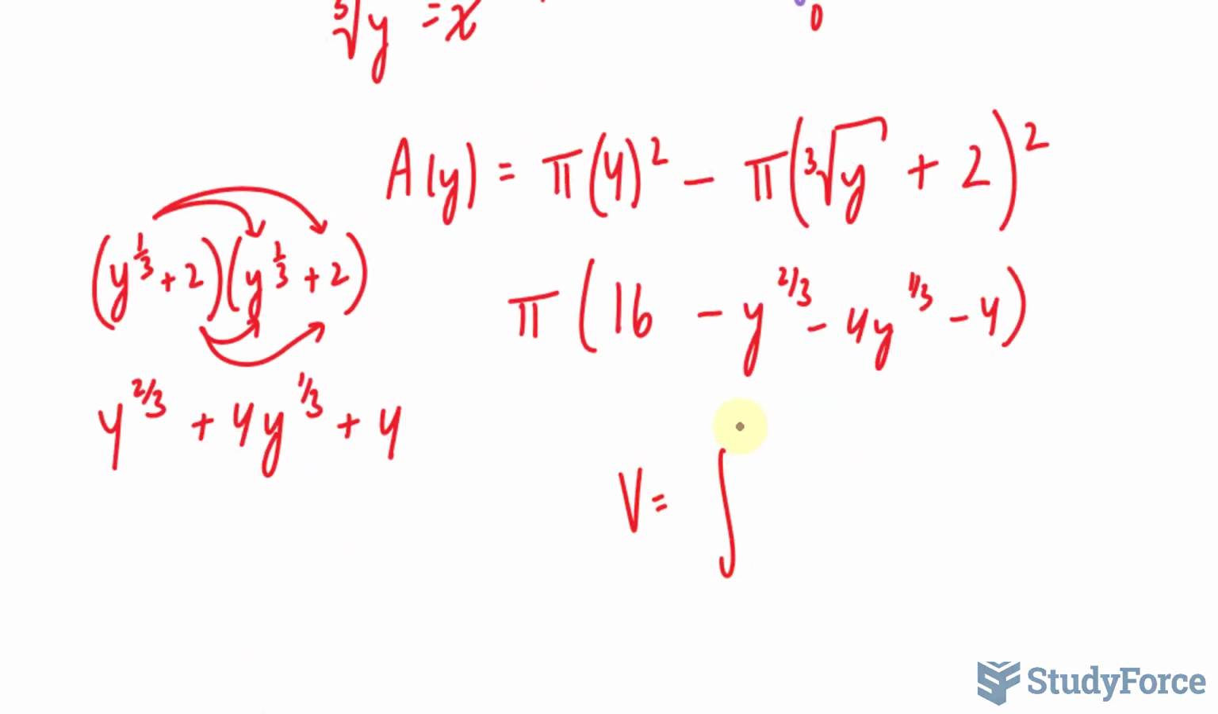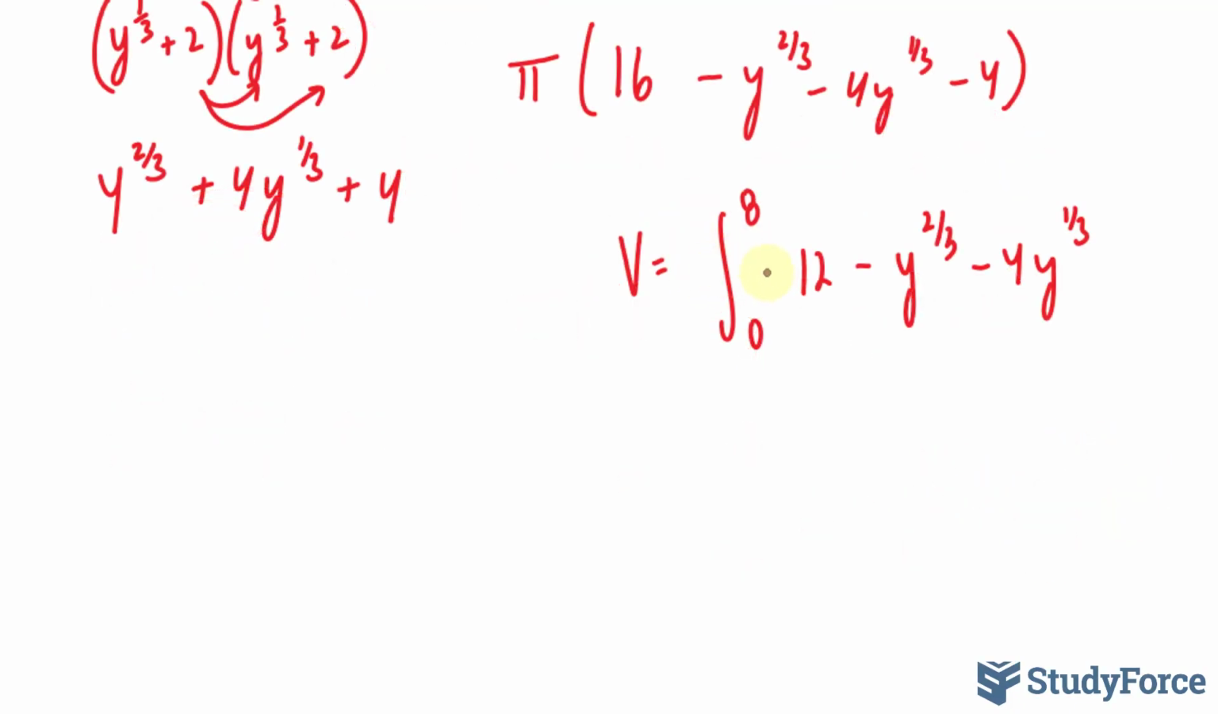Which I can now substitute into this function, where I have V is equal to the integral between 0 and 8, and I'll combine 16 and minus 4, that gives us 12, minus y to the power of 2 over 3 minus 4y to the power of a third. And don't forget the pi, which we don't need to write in here, we can write it outside, dy.